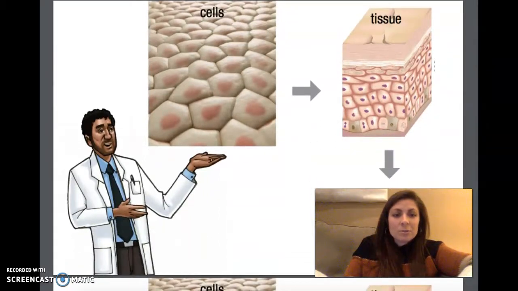Everything you do, from breathing to eating to running, requires lots of working cells. They are truly the building blocks of your body. Cells are organized into tissues, grouped by the similar jobs that they do. Tissues are organized into groups that work together to do similar jobs as well. You will learn all about these groups of tissues the next time that we're together.